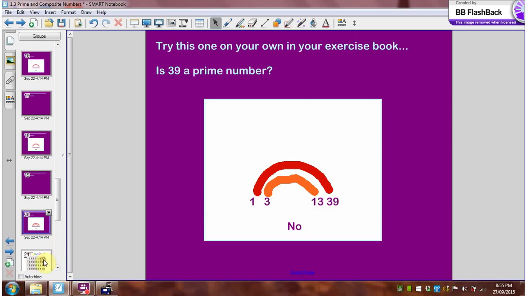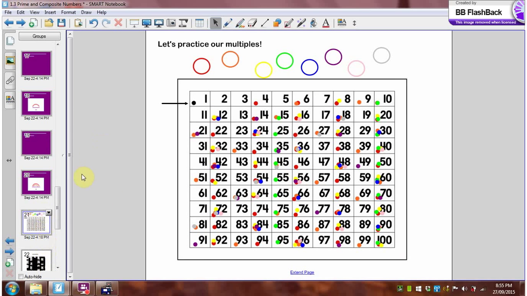Okay, now I want you to get out your sheet from yesterday or last class, whenever, where you colored all the multiples of 2, 3, 4, 5, 6, 7, 8, and 9. So it should be a nice colorful sheet. Okay, I want you to pause the video and make sure you got that ready.